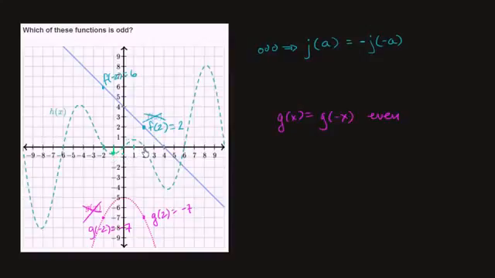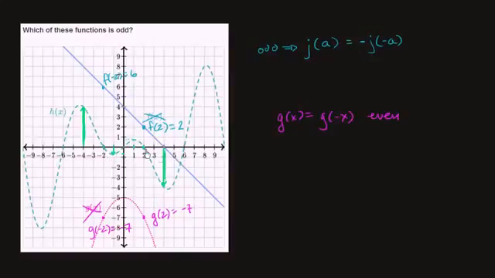For 2, well, 2 is at the x-axis, but h of 2 is 0, h of negative 2 is 0, but those are the negatives of each other. 0 is equal to negative 0. If we go to, say, h of 4 is this negative number, and h of negative 4 seems to be a positive number of the same magnitude. So once again, this is the negative of this. So it looks like this is indeed an odd function.